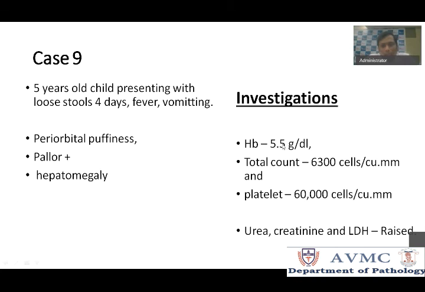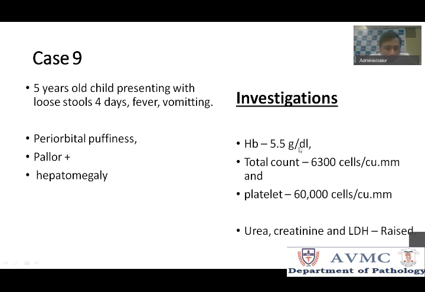The hemoglobin is 5.5. The total count is 6,300, and surprisingly the platelet count is also low. Till now we have seen hemolytic anemias with only low Hb, and these two will more likely be normal. A platelet count of 60,000 is low. So you have anemia and thrombocytopenia here.